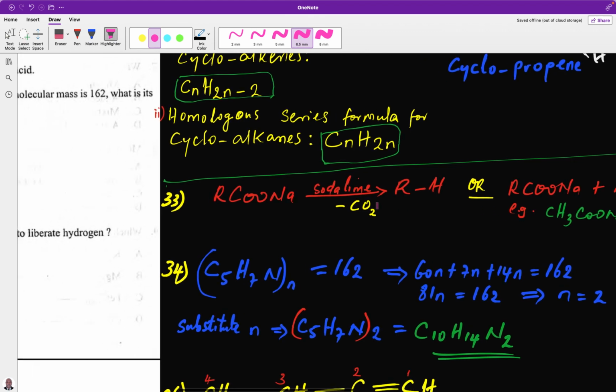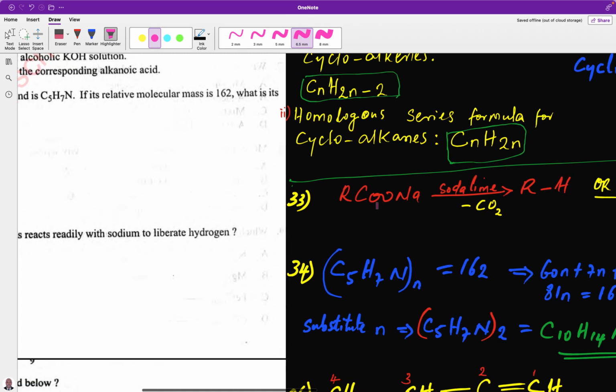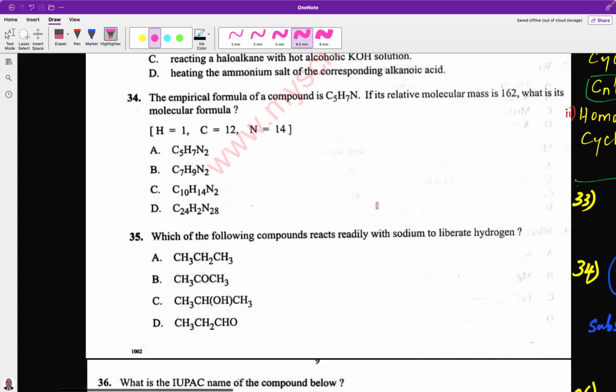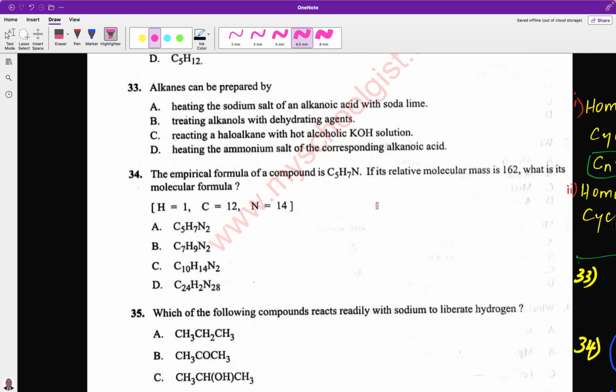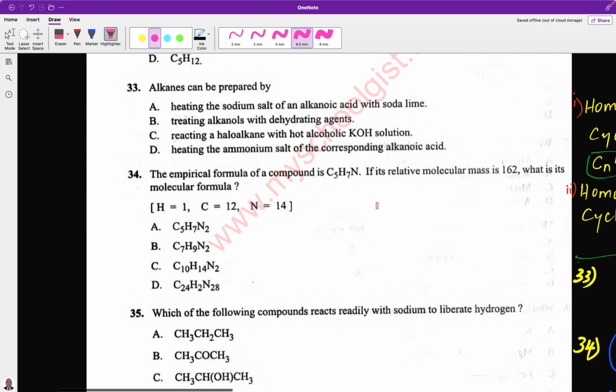That is because 1 mole of carbon dioxide will be released. In that case, alkanes can be prepared by heating the sodium salt of an alkanoic acid with soda lime. So our answer for question number 33 is A.